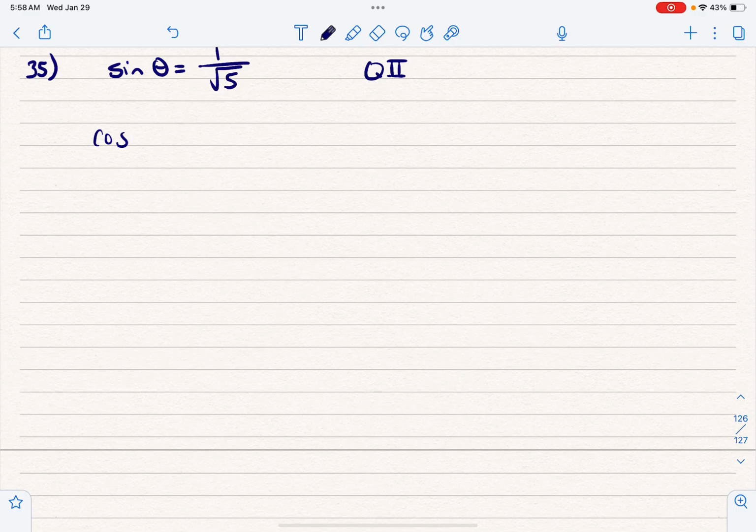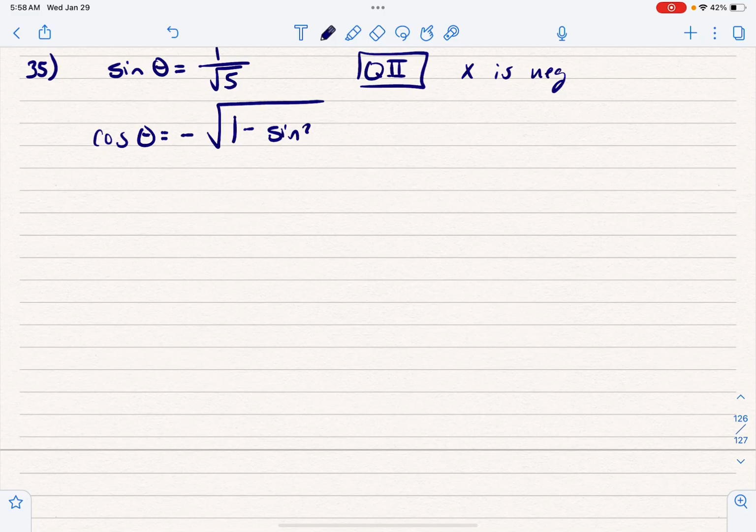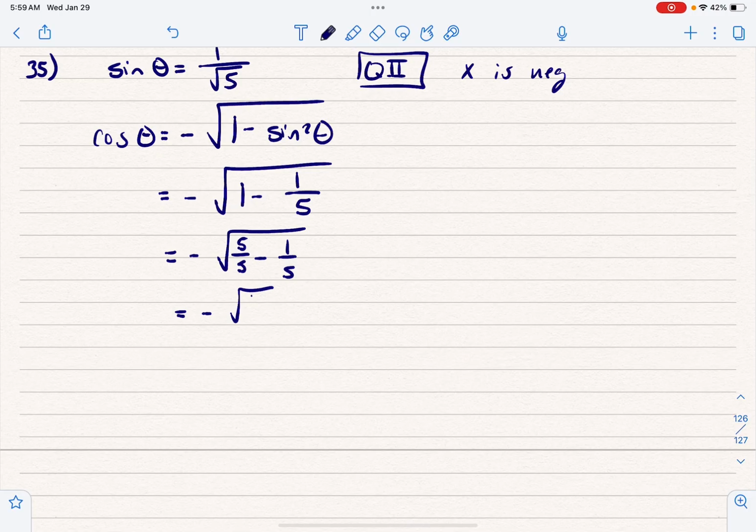So I'd say, well, in quadrant 2, x is negative. And I'm looking for cosine theta, so I know it's going to be negative. Cosine theta is going to be negative square root of 1 minus sine squared theta. So it's going to be negative square root of 1 minus, I'm going to square that, 1 times 1 is 1, square root of 5 times square root of 5 is 5. We know that 1 is 5/5. So when you subtract 1/5, you get 4/5. You do know the square root of the top, so that's a 2 over the square root of 5. Like I said, sometimes in this book they'll rationalize the denominator, and other times they won't. Here's a time where they chose not to.